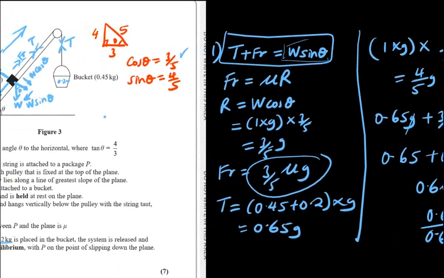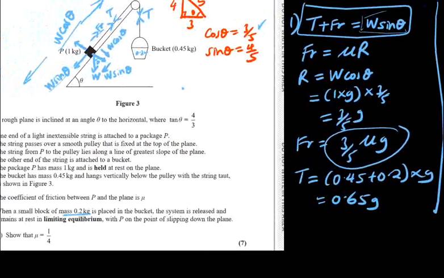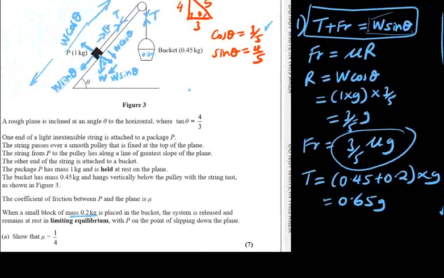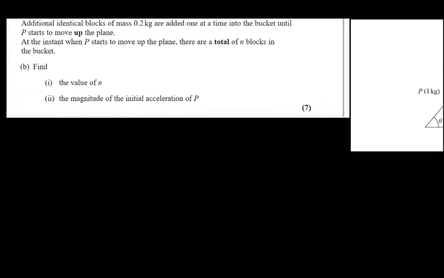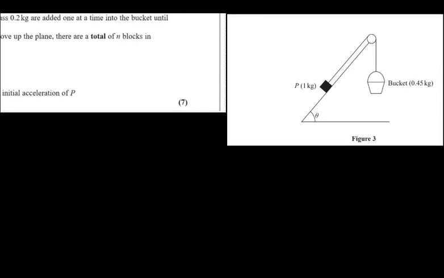Now we can proceed to the second part of this question. I think I've copied the diagram and the question in the next page, so it'll be good to go. So we are having additional identical blocks of mass 0.2 kg added one at a time until the bucket starts to move up the plane. So basically we are going to add inside here another mass of 0.2 n. Now what am I talking about? When you are adding some additional blocks each of mass 0.2 kg, we don't know how many there are, so there are n of them. So n times the mass of each, that is it.